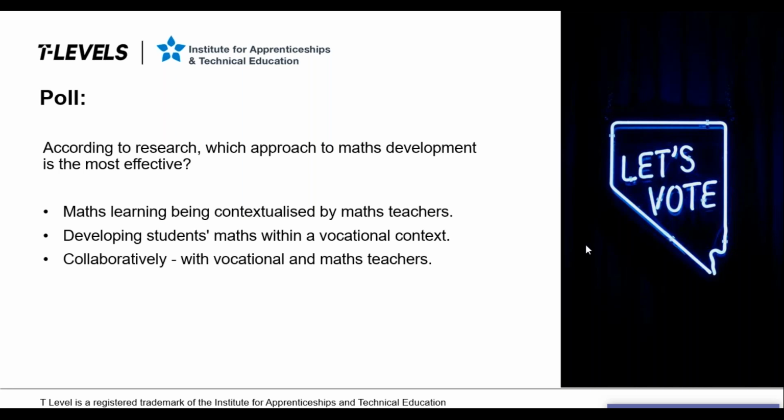This research was carried out by the NRDC quite a while ago now, it's 2006, and I have included the report for this in today's materials section. The research is called "You Wouldn't Expect a Maths Teacher to Teach Plastering," which is a good way of showing that asking vocational teachers to teach English and maths is quite similar to asking maths teachers to teach a vocational area. It's not necessarily their area of specialism, so it's a really interesting piece of research.